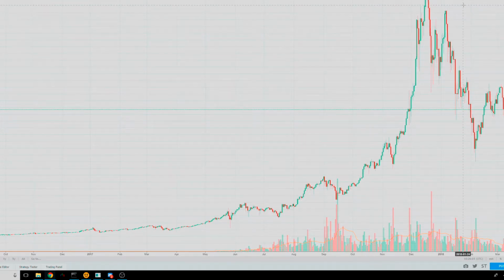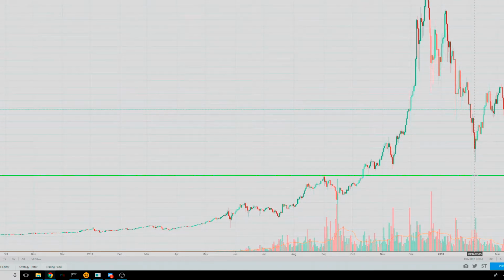around 17,500. Now that's just rough. That's just me randomly guessing. You can do your own analysis and set these yourself. So if we did a market bottom there and market top, we'll do there.